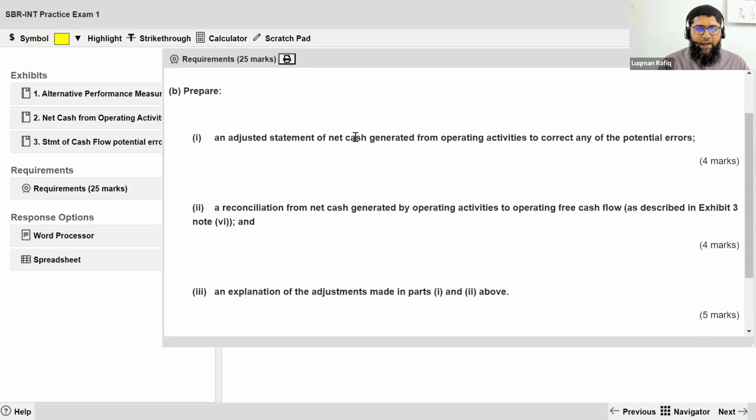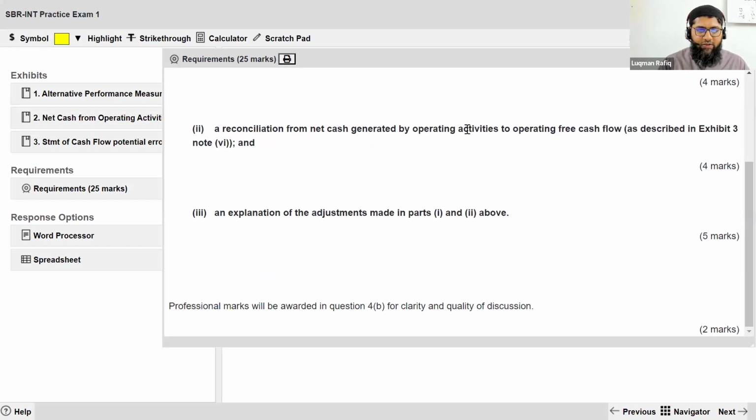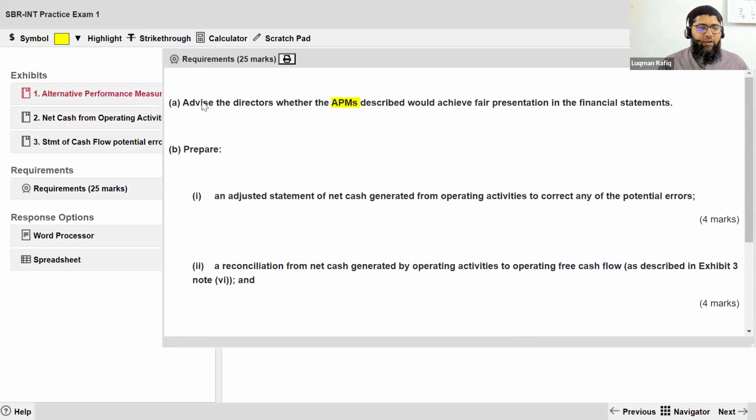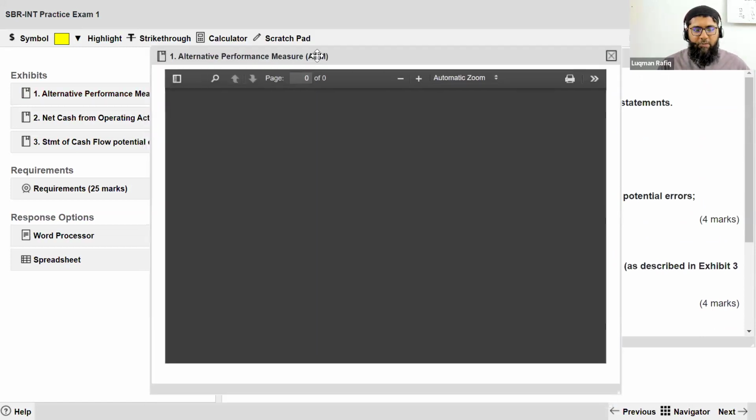Number two, prepare an adjusted statement of net cash generated from operating activities, a reconciliation of net cash generated by operations to operating free cash flows, and an explanation of the adjustments made. Now, can you just go through this specific area, please, first?